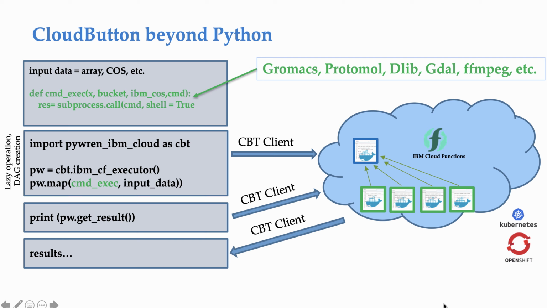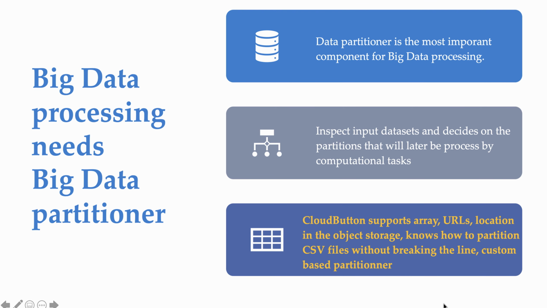So this is how we managed to implement and demonstrate the usage of the Cloud Button Toolkit for a broad range of scenarios, like to run Gromacs, Protomol, dlib, GDAL, FFmpeg. Those are special packages, some of them molecular dynamics, some of them for image processing, video processing, and we can use exactly the same pattern where you just take your business logic, you let Cloud Button deploy it and execute it in the cloud at the right scale.